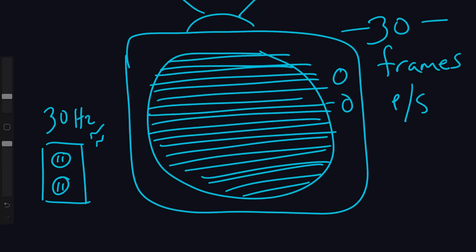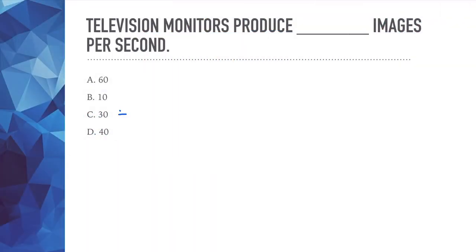LCD screens don't do this. And a lot of times they can go very high, 60. They're going to be multiples of 30 generally. So it's going to be 30, 60, 120, 240. And it kind of just runs up. But the old monitors were 30 frames a second. This question is still asked, but not as much as it used to. I'm going to include it here because it is still being asked. So the main thing is this 30 frames per second.